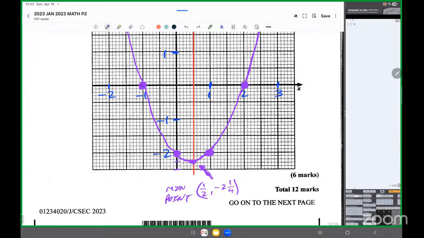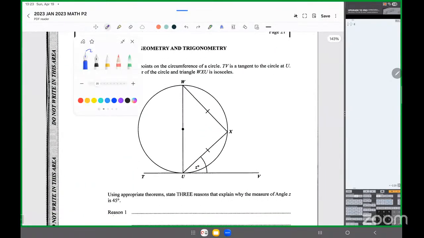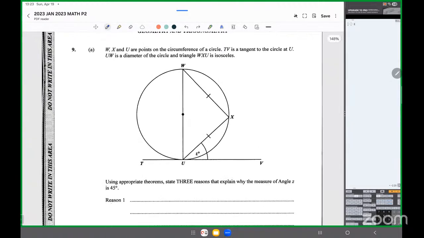All right, let's continue. Number 9. Number 9 says W, X, U are points on the circumference of a circle. TV is a tangent. That's a tangent. You're thinking of tangent and radius, tangent and chord. It's a tangent at U.